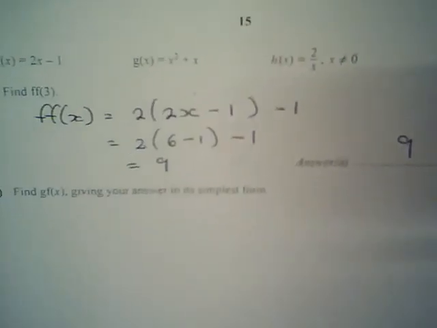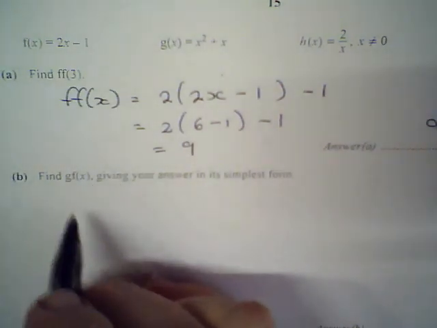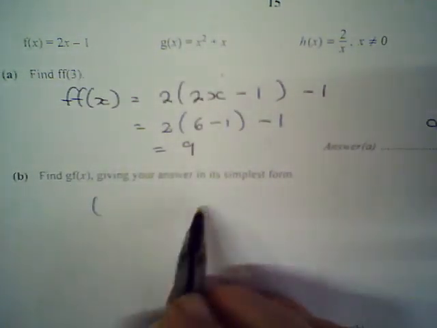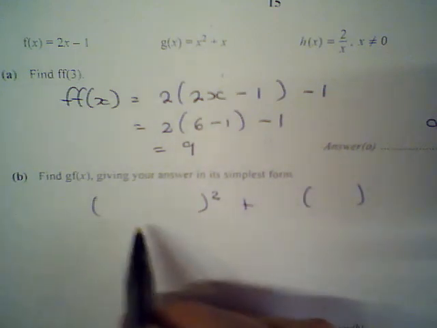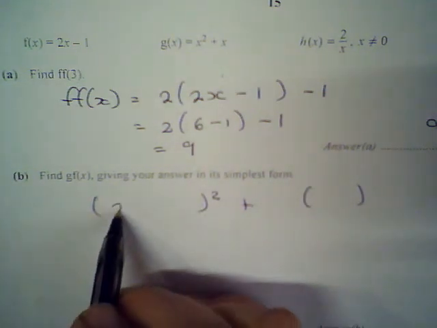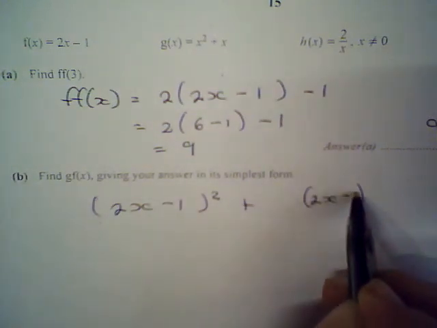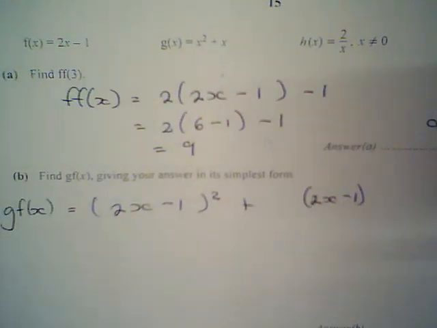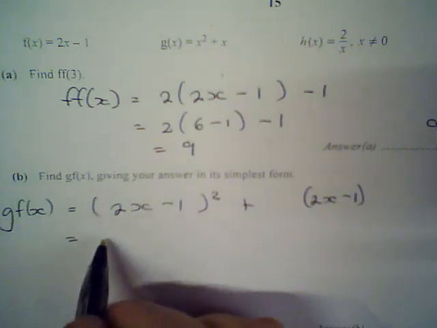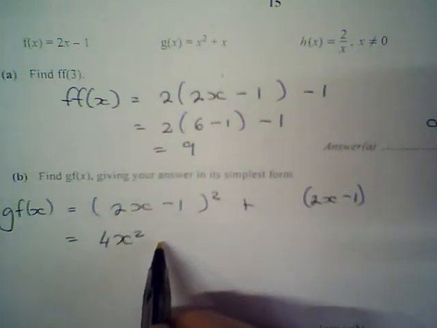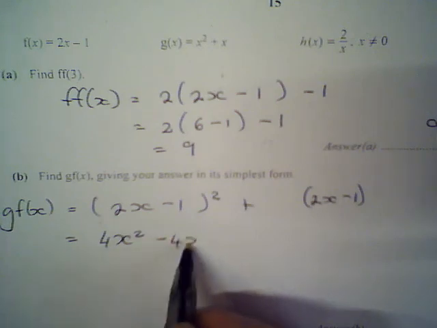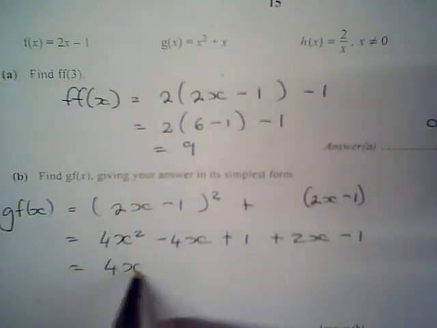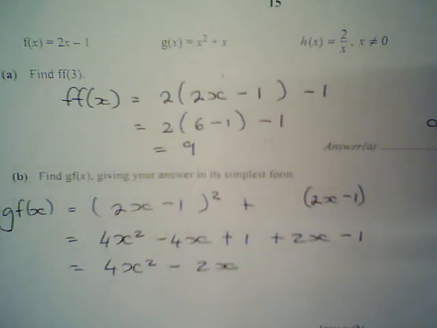Okay, good. So the next question is g(f(x)). So g is my base function, and wherever there's an x, I'm going to substitute f into that. So it would look something like that. Good. Now we need to simplify that. So this is g(f(x)). I need to distribute there. 2x times 2x would give me 4x squared. So negative 2x plus negative 2x would be negative 4x, plus 1, plus 2x, minus 1. That would give me 4x squared minus 2x as an answer.